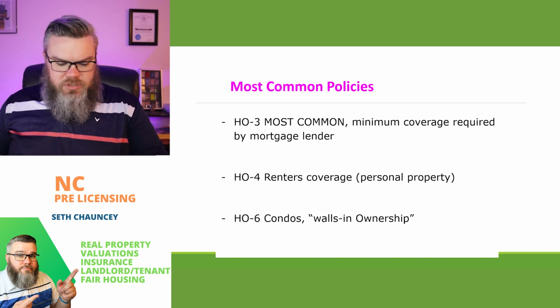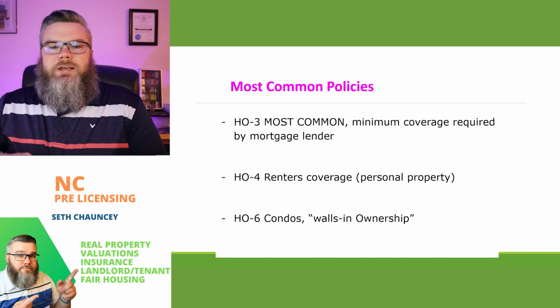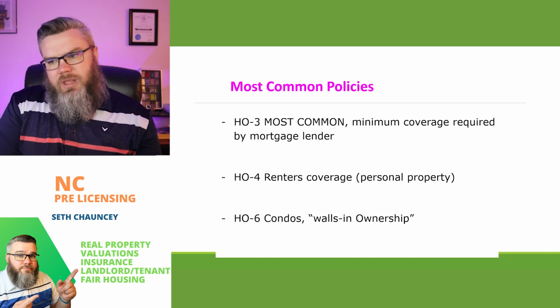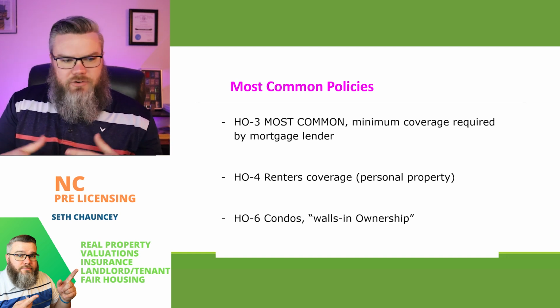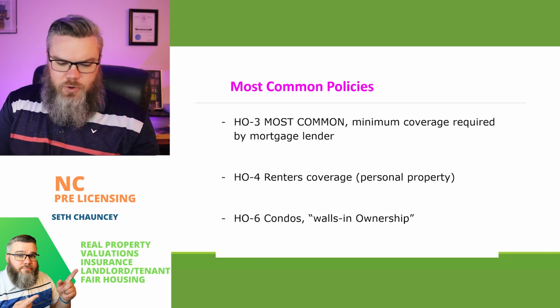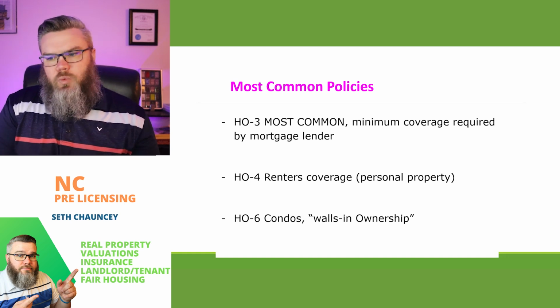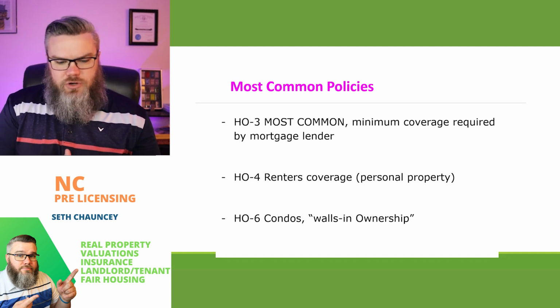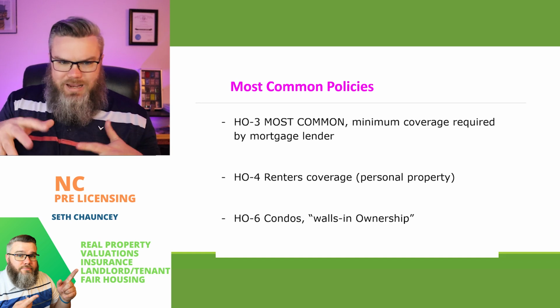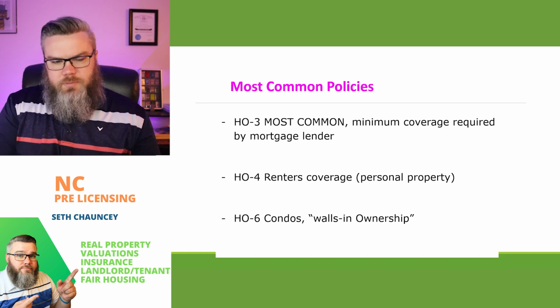So HO3 is the most common minimum full coverage policy that is expected by a lender. HO4 is a renter's policy that covers personal property only. And an HO6 is for condominium ownership. It is walls in and exclusive fixture usage. So it is a step above a renter's policy. You do need to know all three of those.